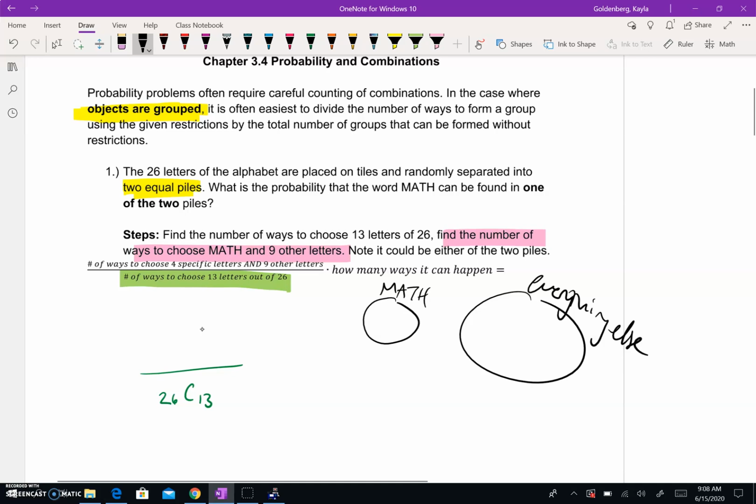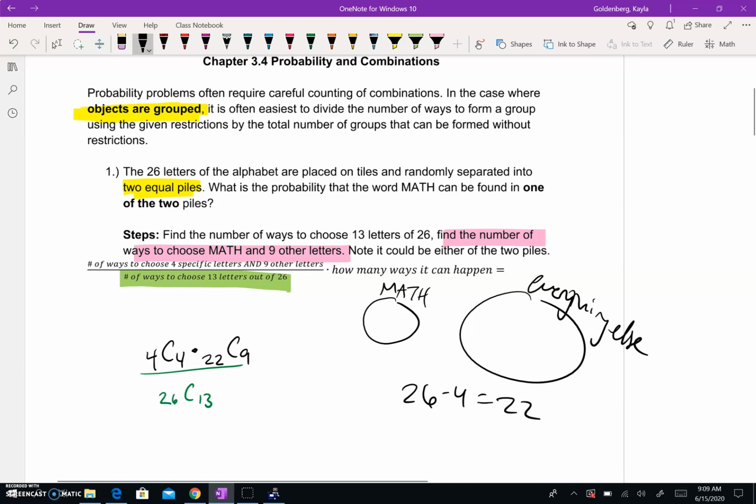On the top, we're going to say, okay, we have the 4 letters of math. I want to choose all 4. And then I also want to multiply that because I want 2 things to happen. I want all 4 letters of math, and I want the 22 other things, right? Because we have our 26, and 4 are the ones that we want. That's 22 that we don't want. And we're going to choose 9 of them because we want the number of ways to choose math, as well as just 9 other letters, not specific. We don't need any specific letters from that other group.